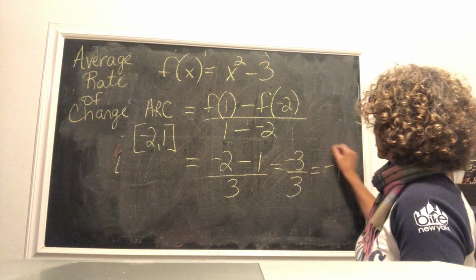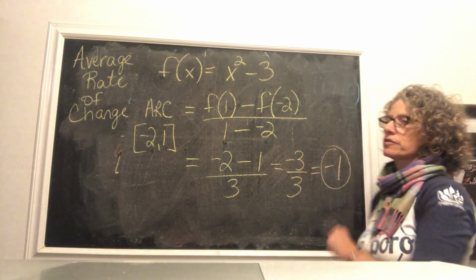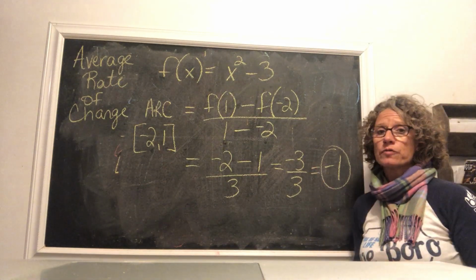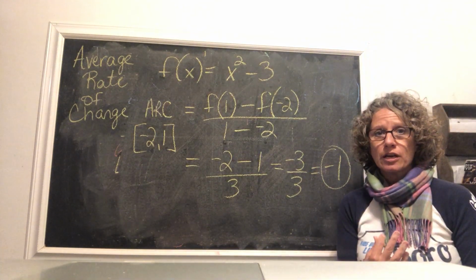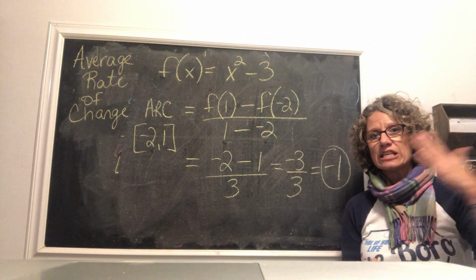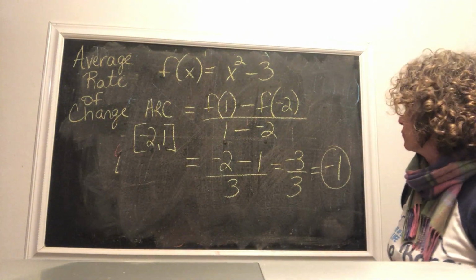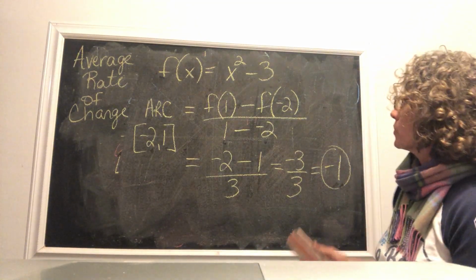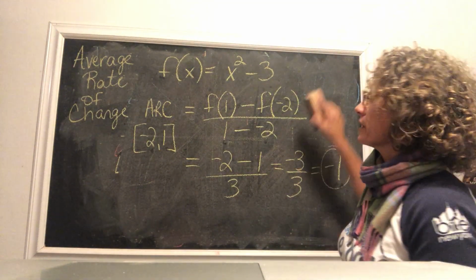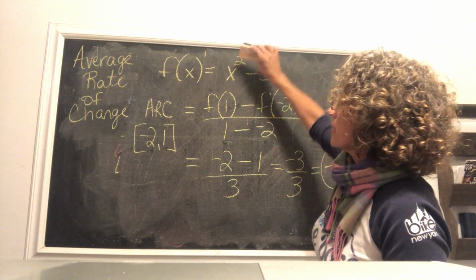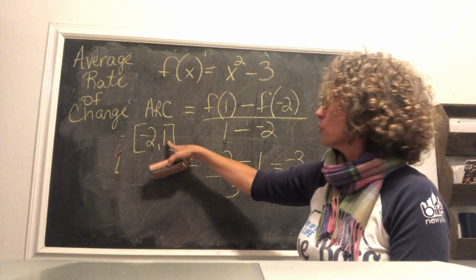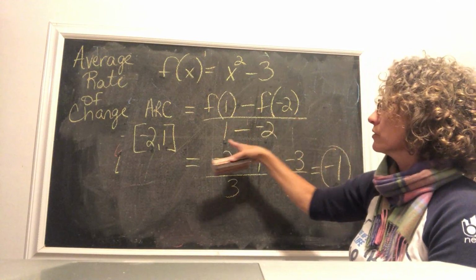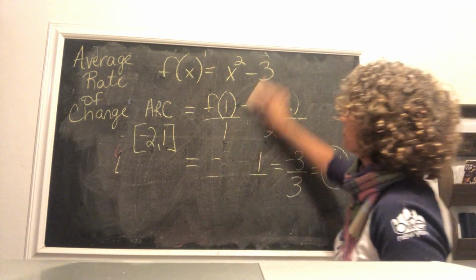So the average rate of change for this function on that interval is -1, which tells you what? It tells you that on that interval, the average rate of change, meaning the slope, is decreasing on that interval. The function is decreasing on that interval because it's a negative. Okay, we could do the same thing with any function. You merely take the interval values and you plug them into the formula f at b minus f at a divided by b minus a.